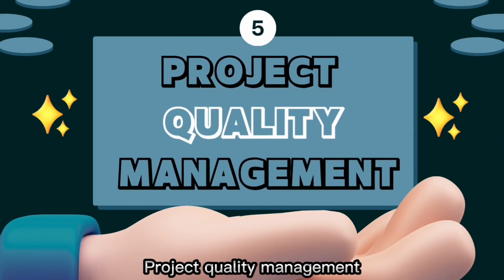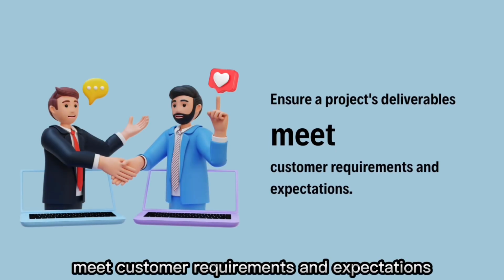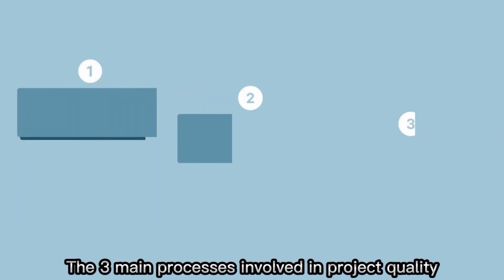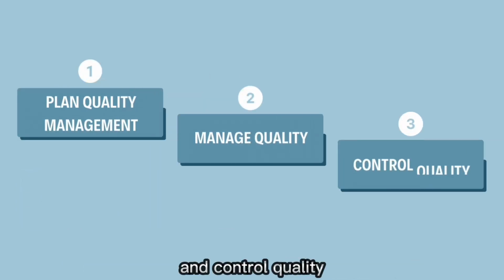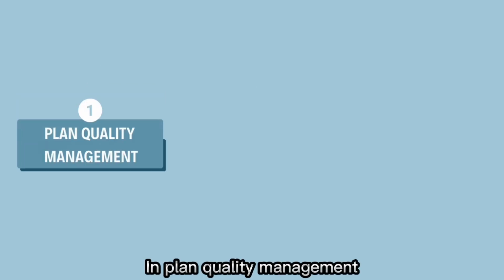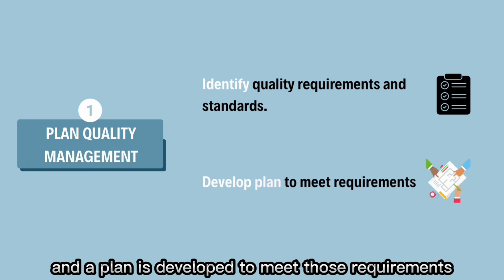Project quality management. It is a set of processes that ensures a project's deliverables meet customer requirements and expectations. The 3 main processes involved in project quality management are plan quality management, manage quality, and control quality. In plan quality management, the quality requirements and standards are identified, and a plan is developed to meet those requirements.